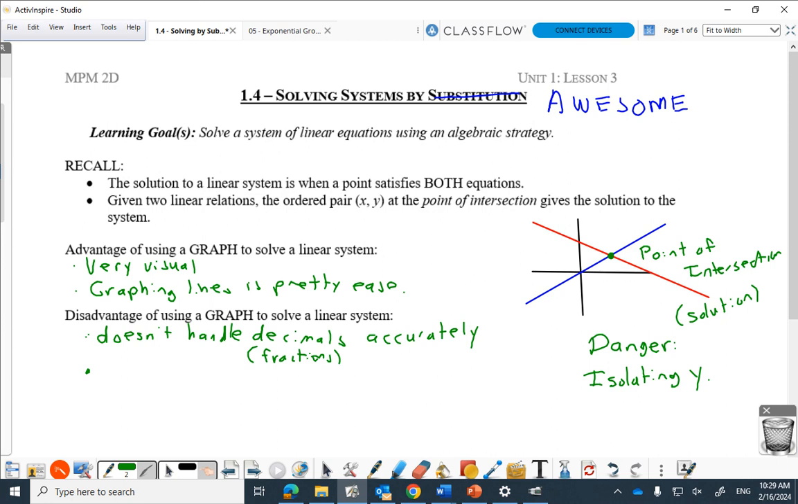Percentages, decimals, fractions, absolutely all those numbers are a major league problem. Anything that's not a whole number or an integer.